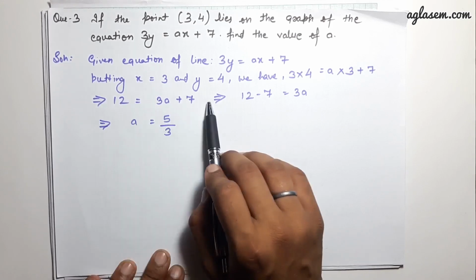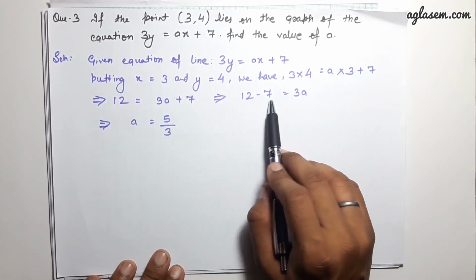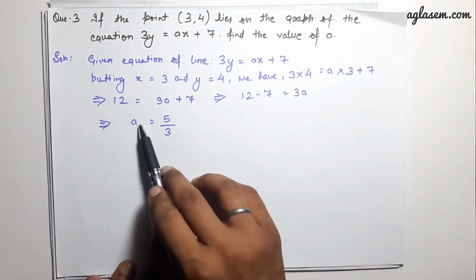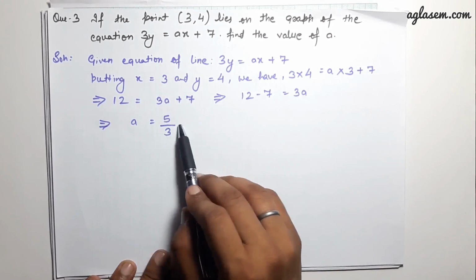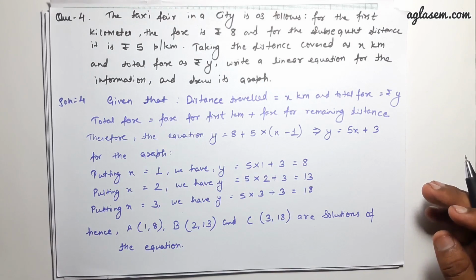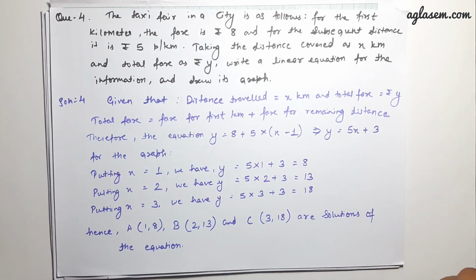Now we have to solve this. So 12 minus 7 is equal to 3a. So a is 12 minus 7, that is 5 upon 3. So question number 4 says the taxi fare in a city is as follows.